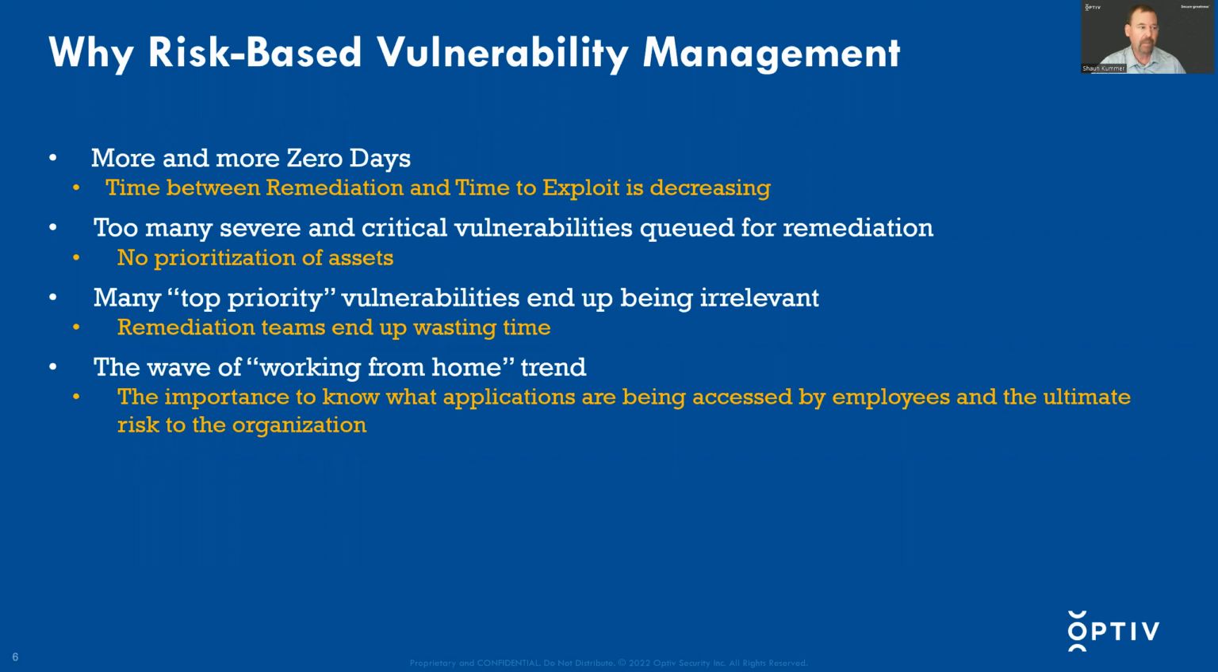There are many, many top priority vulnerabilities ending up being irrelevant. Basically, we have a lot of older vulnerabilities that could be up to 10 years old, for instance, like TLS 1.0. Yes, the CVSS score ends up being high for some of the exploits. However, if it sits way inside your environment, it may not be as important as something on an edge server or in the DMZ. So remediation teams end up wasting their time.